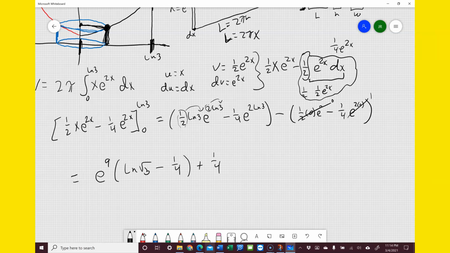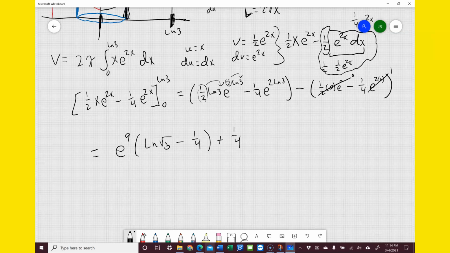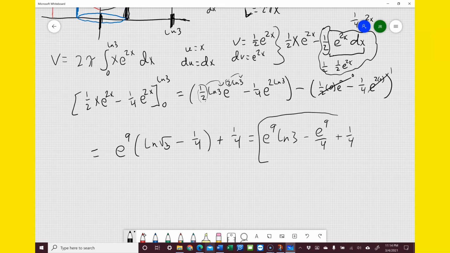And so then this becomes e to the 9th ln 3 minus e to the 9th over 4 plus 1/4. I don't know how much else you should do here. I mean, it could be over even there. I don't really see there's a whole lot of helpful simplifying that can be done there.